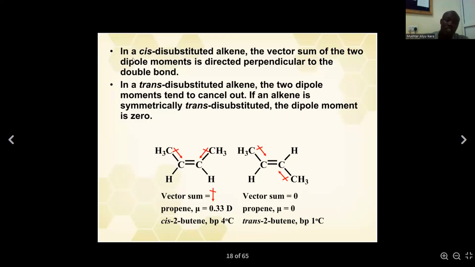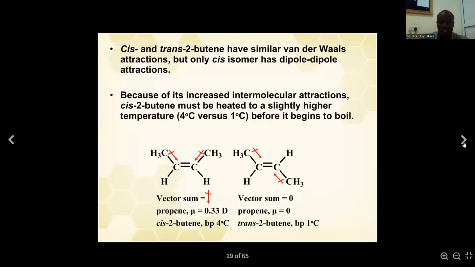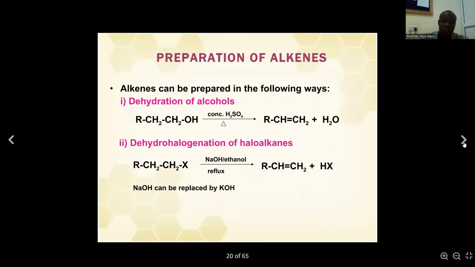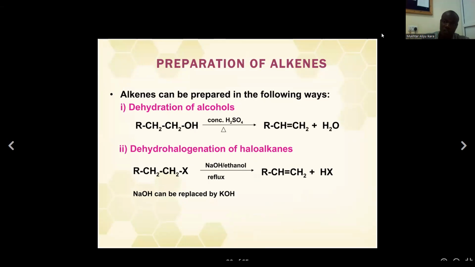And then the next thing is the cis-disubstituted alkene. This is a cis-disubstituted alkene. The vector sum of the two dipole moments is directed perpendicular to the double bond. So we should know this. Okay, so the next thing that we are going to look at is the preparation of alkenes.